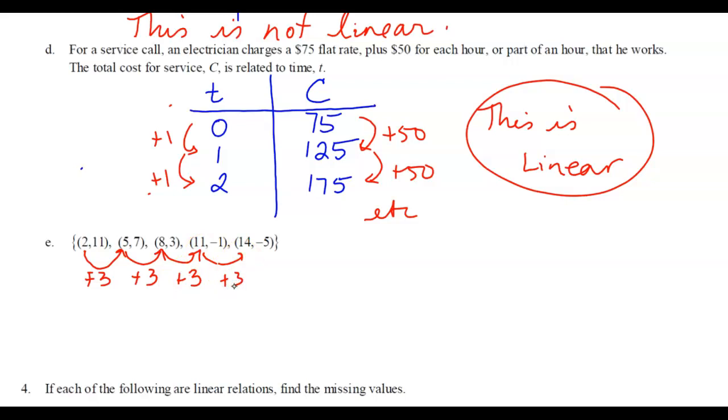So that's good, because then all we have to do is see if the Y's increase by the same amount each time, or decrease. So in this case, 11 to 7, I'm going down by 4. 7 to 3, I'm going down by 4. 3 to negative 1, I'm going down by 4. So far, so good. All of them are the same. Okay, so this is linear.